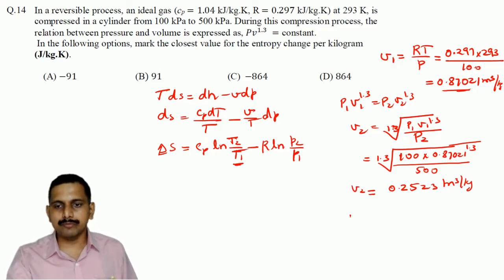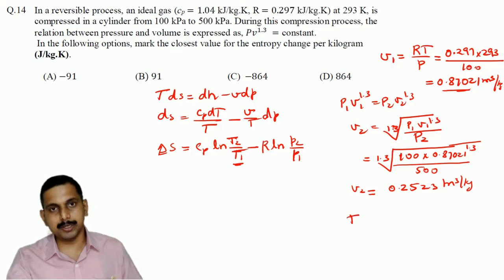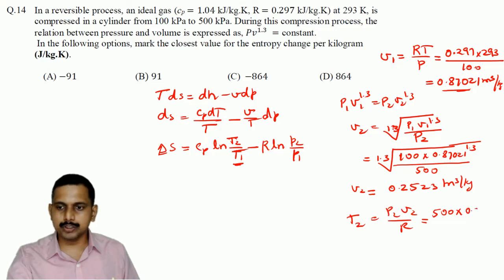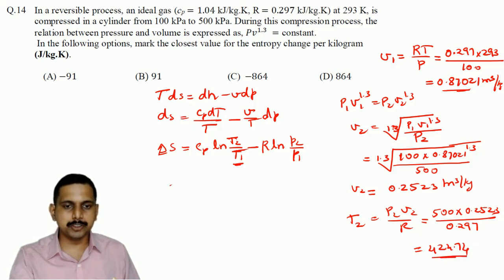Then we have to find out T2. How do we find out T2? We go from the equation of state because it is at the end of the process. So T2 is equal to P2 V2 by R. This will go as 500 into 0.2523 divided by 0.297, and the answer I get is 424.74. Now this we will substitute here.